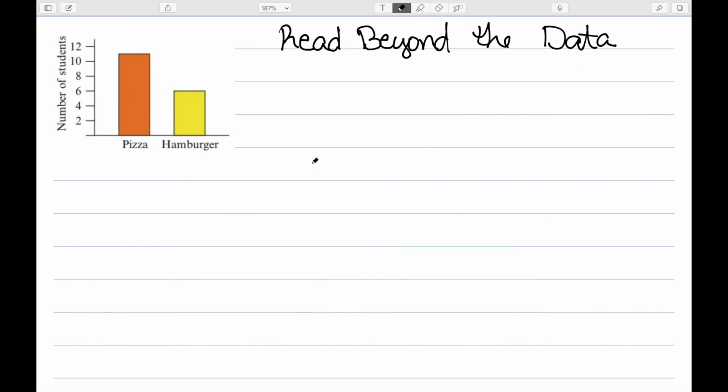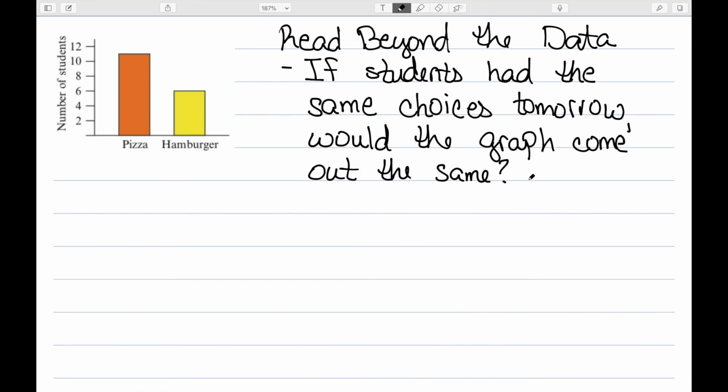Finally, we want to read beyond the data question. If students had the same choices tomorrow, would the graph come out the same? This requires us to predict by using our existing knowledge and knowledge developed from reading this graph. However, it's something that's not explicitly nor implicitly stated in the graph. But we can say, would the graph come out the same? Most likely no, since we know that people's preferences for lunch is something that's going to change day to day.